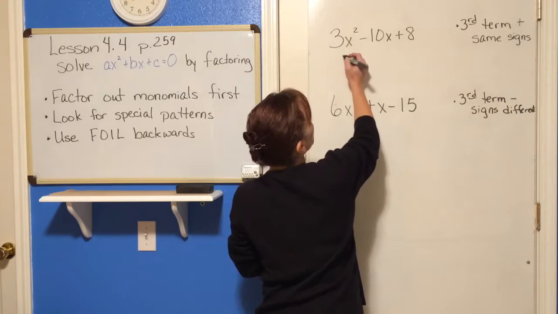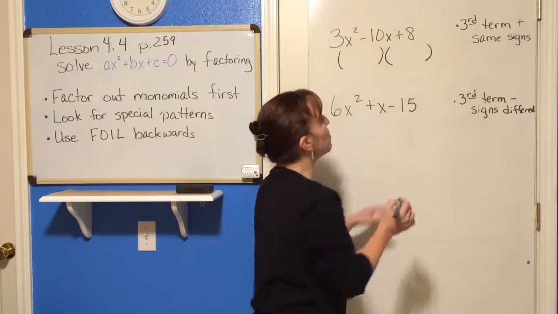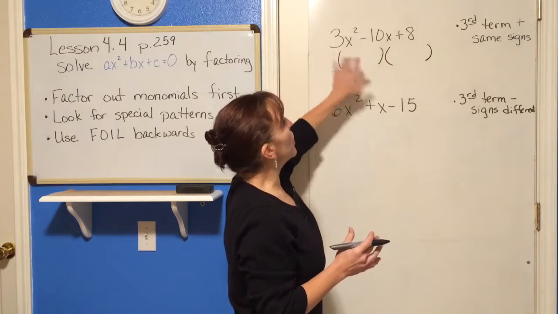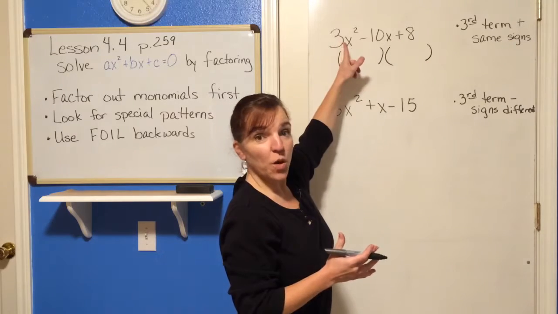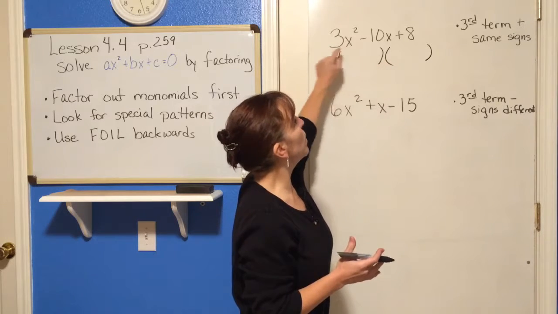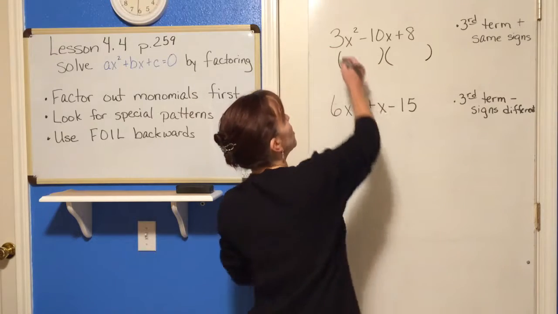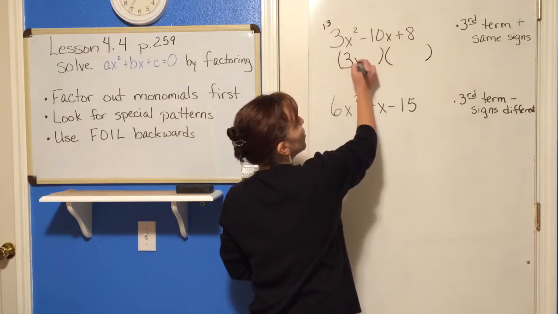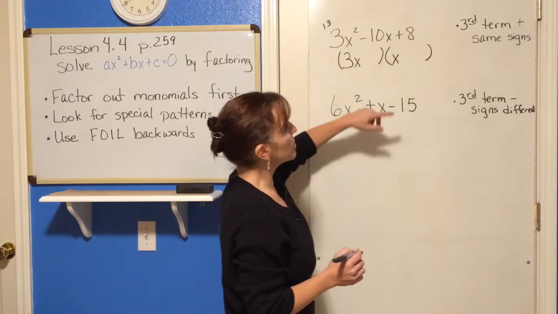Once again, we simply want to decide what binomials did we multiply together to get this trinomial. So before, we simply put an x in these two spots because x times x equals x squared. Well, in this case, we want these first terms to equal 3x squared. And this actually is a simple one because the factors of 3 are just 1 and 3. So we know that we're going to have 3x times x. 3x times x will give us 3x squared.